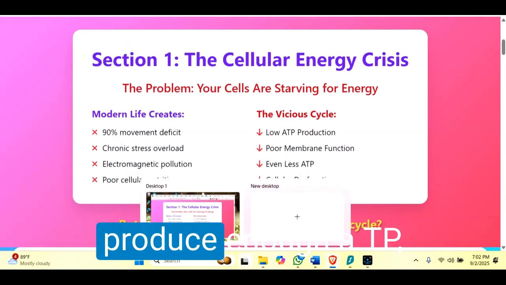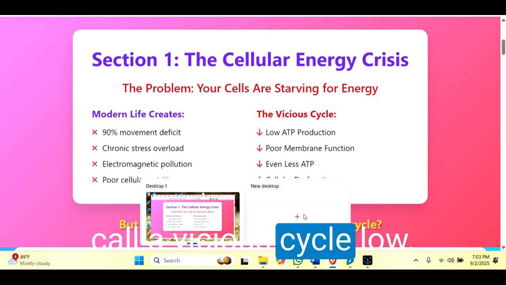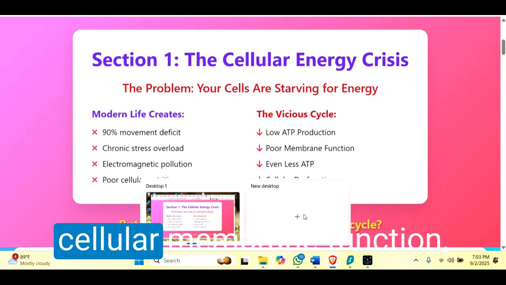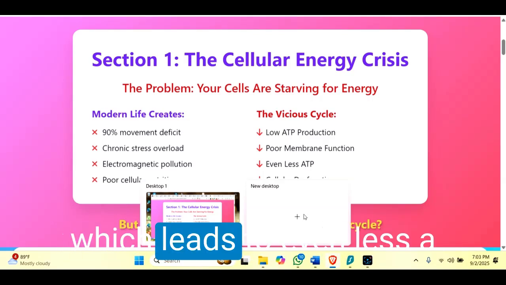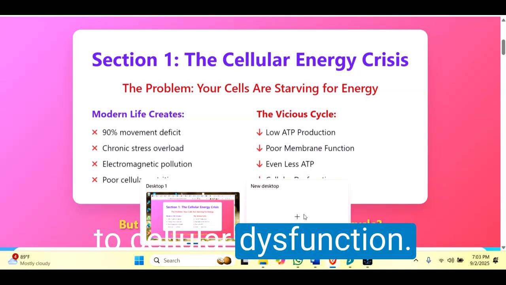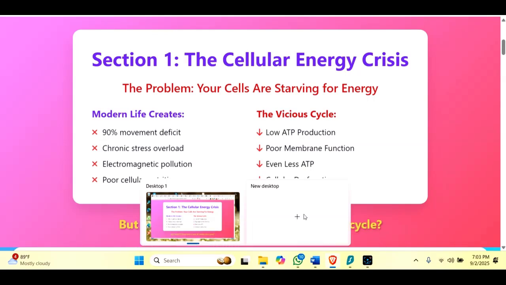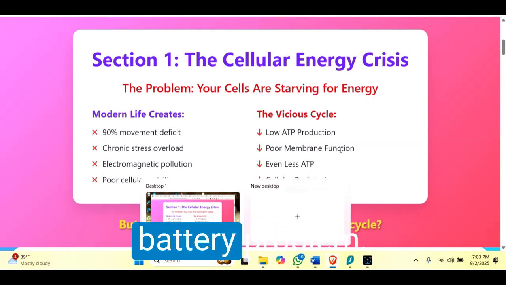When your cells don't produce enough ATP, they enter what scientists call a vicious cycle. Low ATP leads to what? Poor cellular membrane function, which leads to even less ATP production, which leads to cellular dysfunction. And eventually, this can contribute to chronic diseases. So it's really a cellular battery problem.